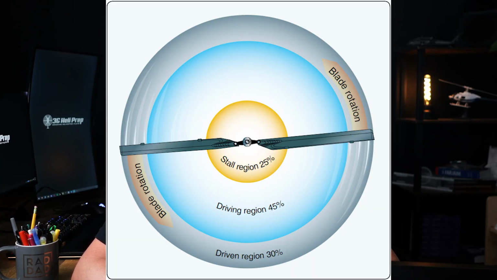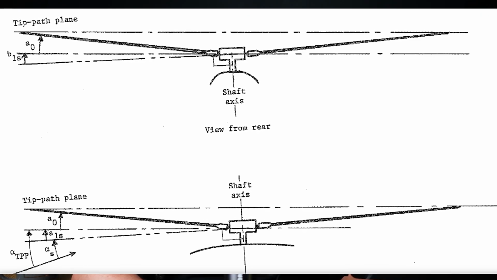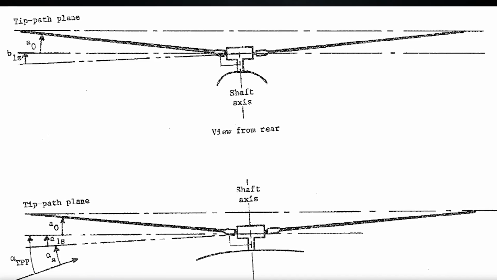Imagine looking at the helicopter from above. The tip path plane is the circular area traced by the tips of the rotor blades as they spin around the central hub. If the helicopter is in hover, this plane is usually parallel to the ground.